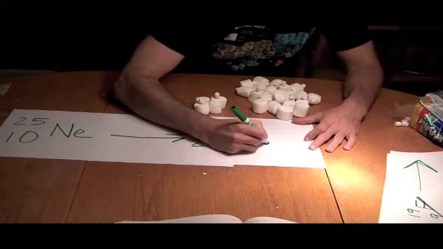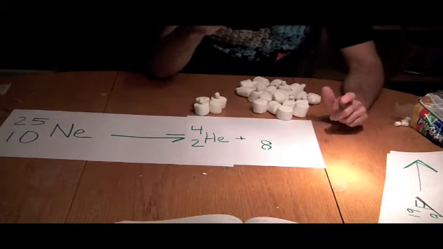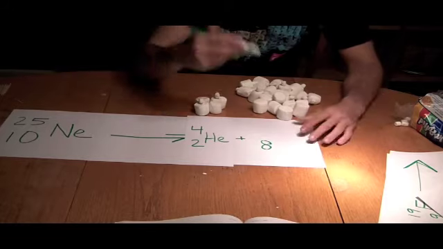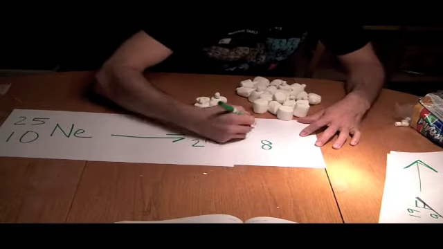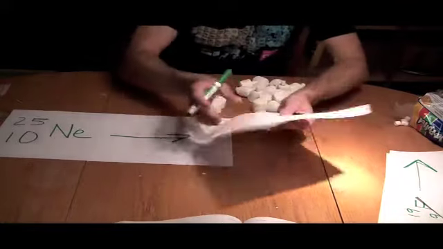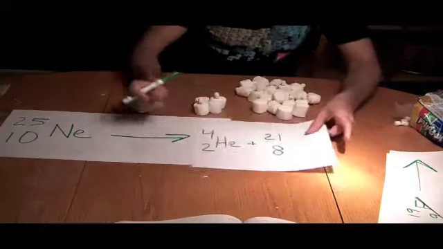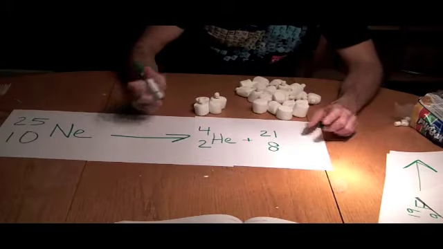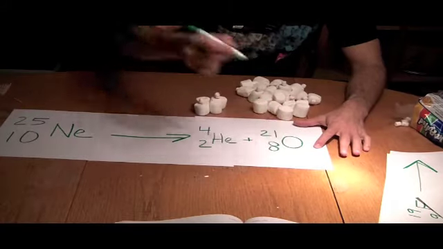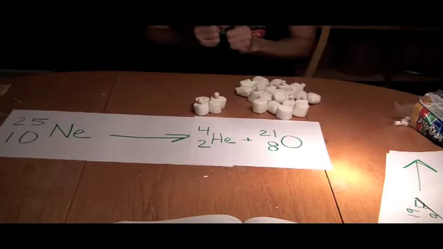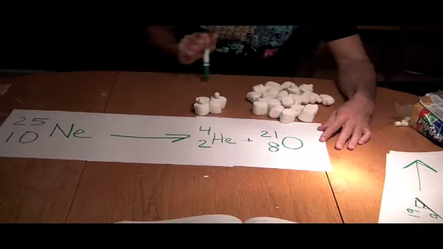So I've got 8, and then 13 plus 8, that's going to be 21, right? So we're going to have 21 for my new mass. And atomic number 8 is going to be oxygen. So my new element, after it undergoes alpha decay, is going to be oxygen 21.